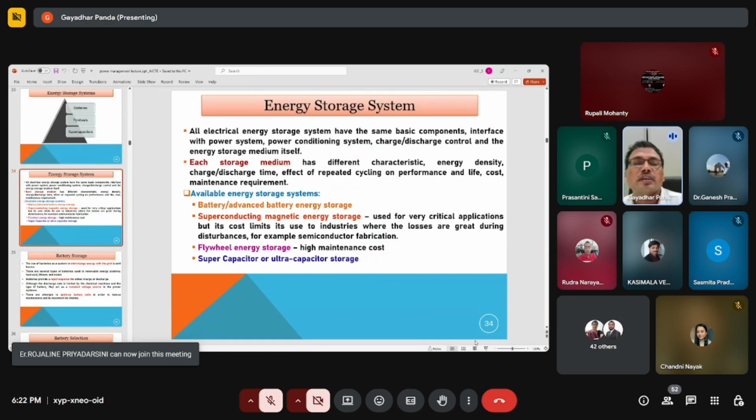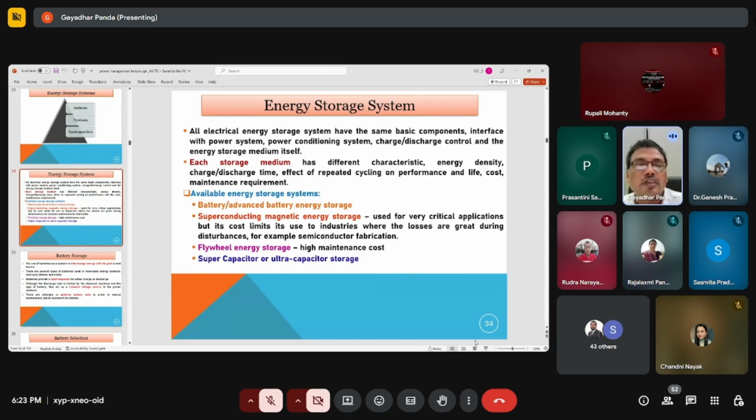And here you can see how you will select an energy storage system depending on many factors. All electrical energy storage systems have the same basic components: interface with the power system, power conditioning system, charge or discharge control, and the energy storage medium itself. Each storage medium has different characteristics: energy density, charge or discharge time, effect of repeated cycling on performance and life, cost, and maintenance requirements.